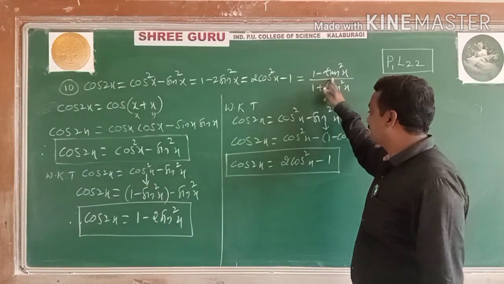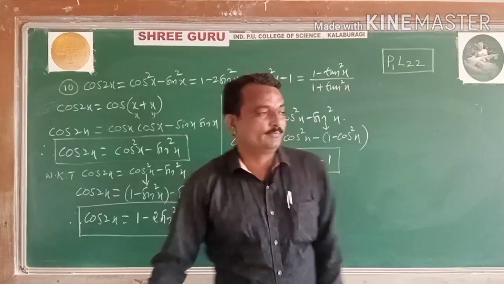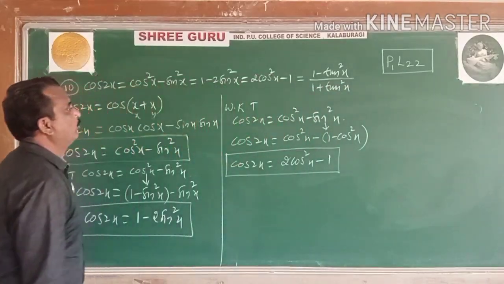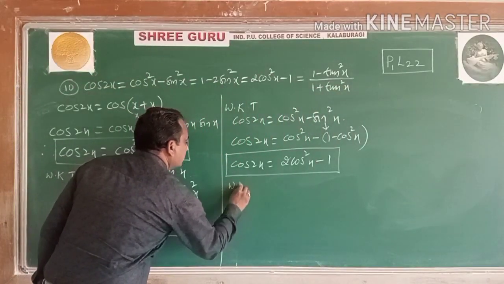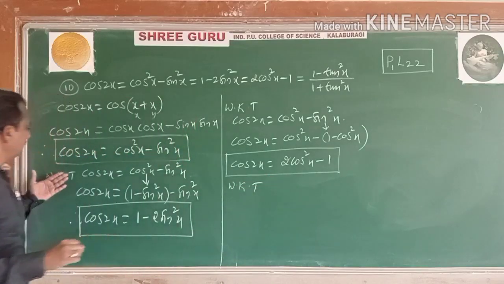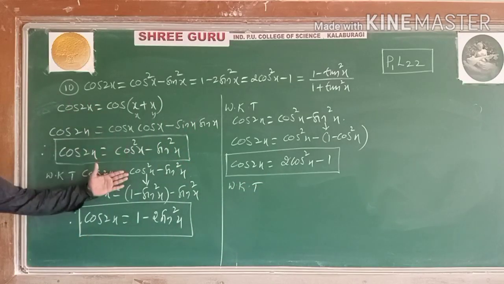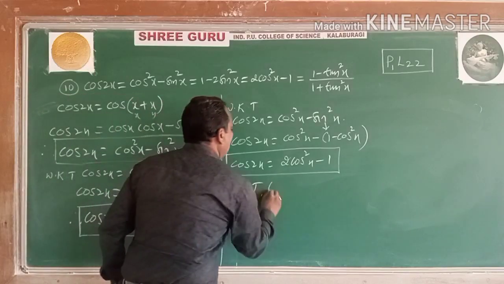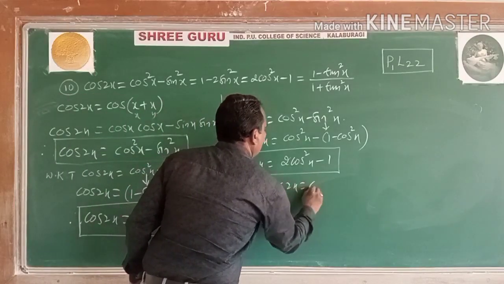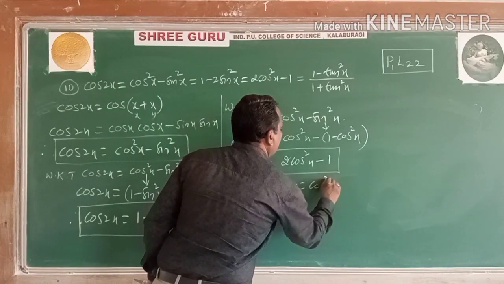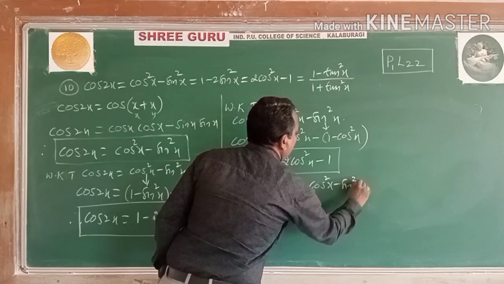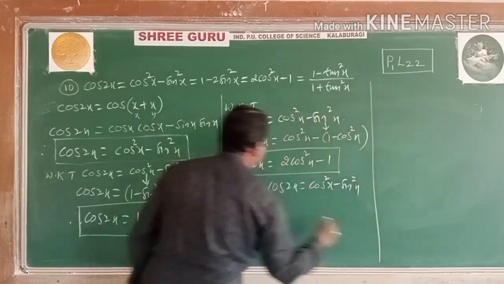Now we will go for the one in terms of tan. Now let us see in terms of tan, the fourth one. We know that for all the three results here we are using this same result that we have proved: cos 2x equals cos square x minus sin square x.